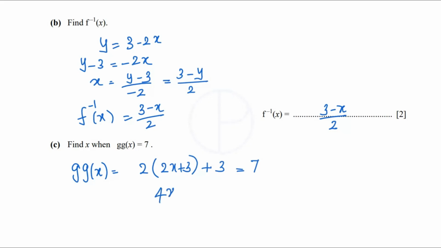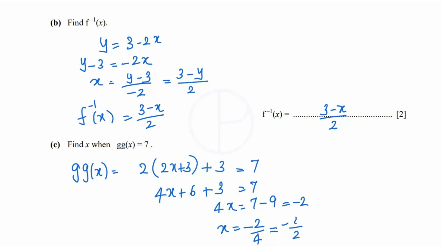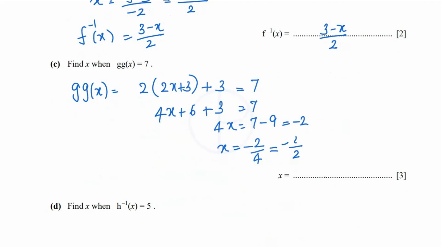So expand the bracket: 4x plus 6 plus 3. So 4x equal to 7 minus 9. When 9 goes to the other side, it will be 7 minus 9, which is negative 2. So x will be equal to negative 2 divided by 4. Divide the numerator and the denominator by 2, we get 1 over 2. Negative 1 over 2 is the value of x.